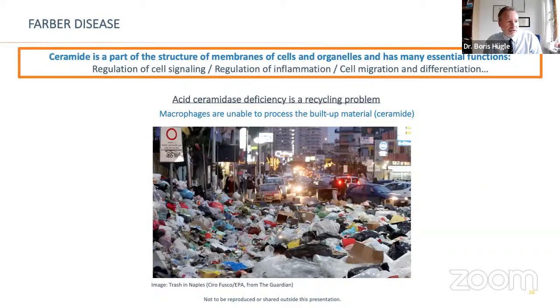That's a picture of a colleague of mine who is very fond of this imagery, Alex Simon, who's not here today. And he always thinks of Farber disease as a disease of trash removal. So basically the packaging, what you can think of as the cell membranes, which are made of ceramides, is not broken down. They litter the street, and in this case, the body, and they create all sorts of problems and can cause all sorts of inflammation and annoyance. Next slide.